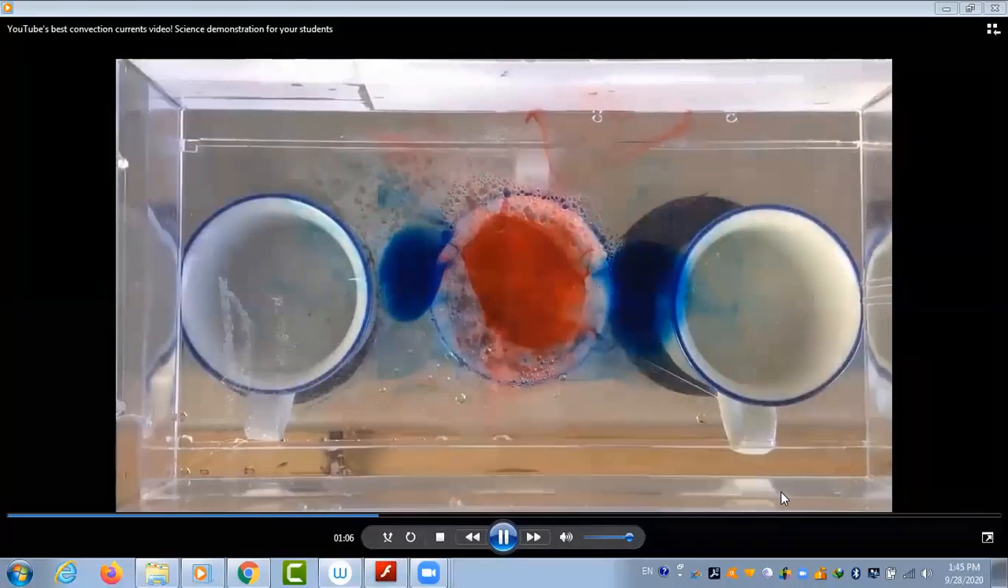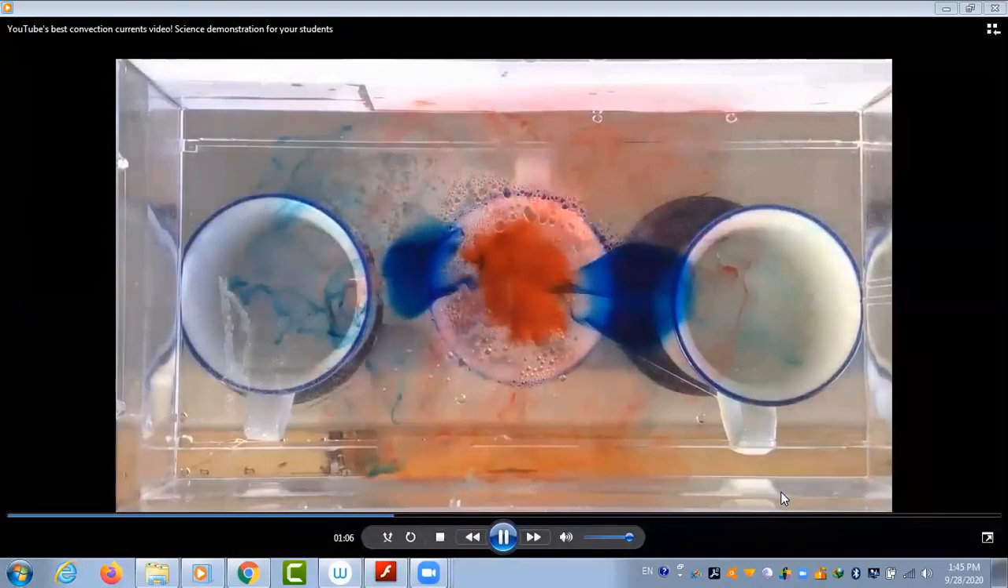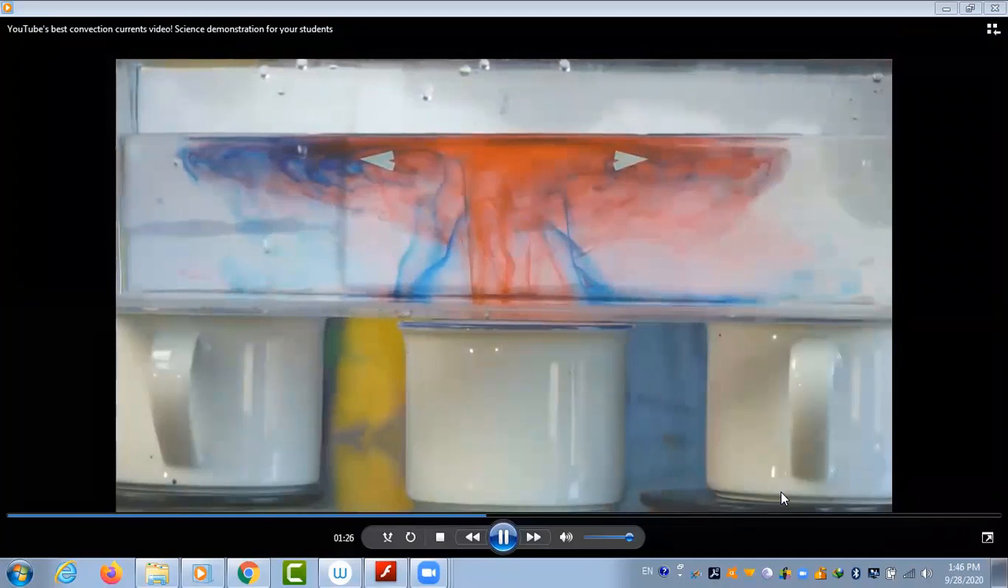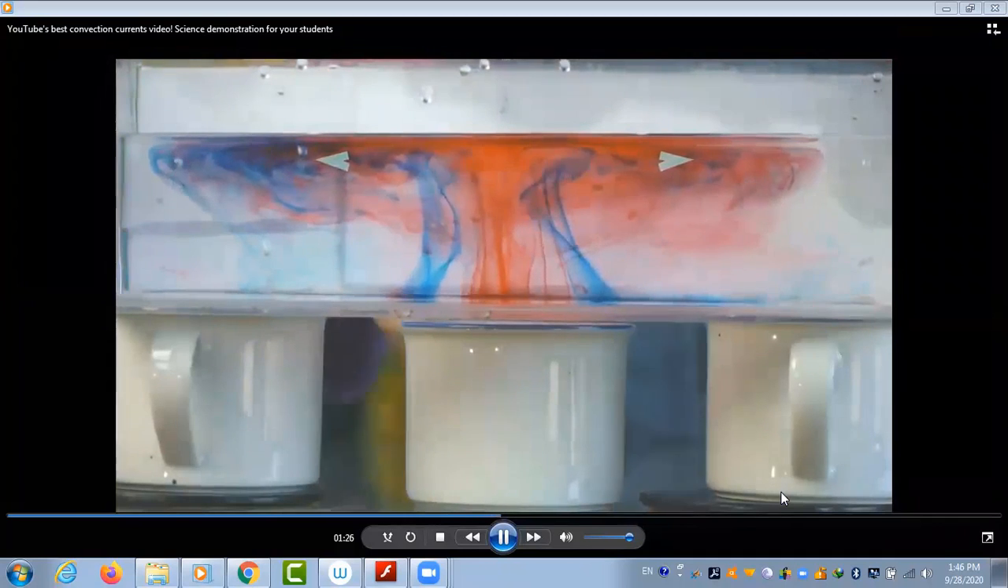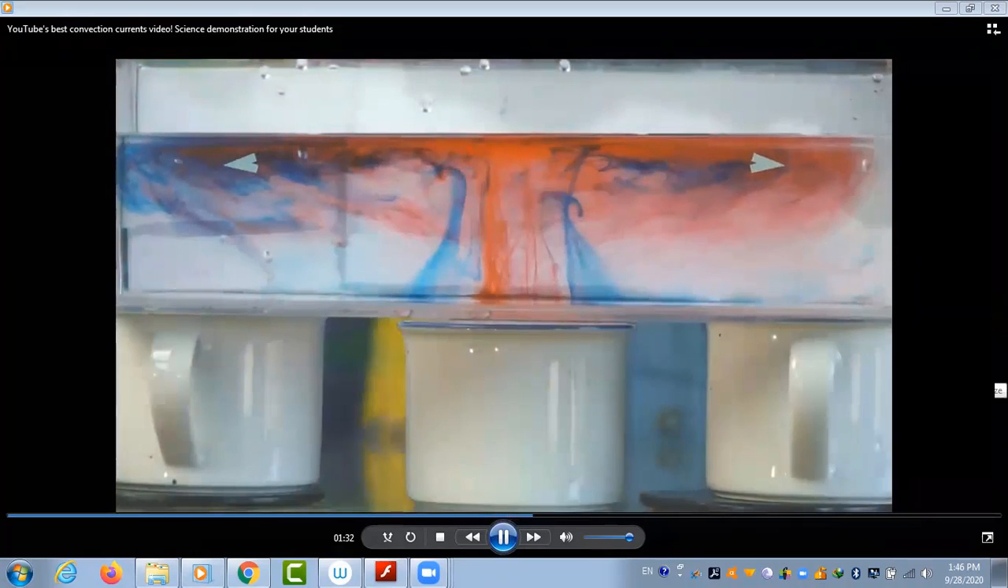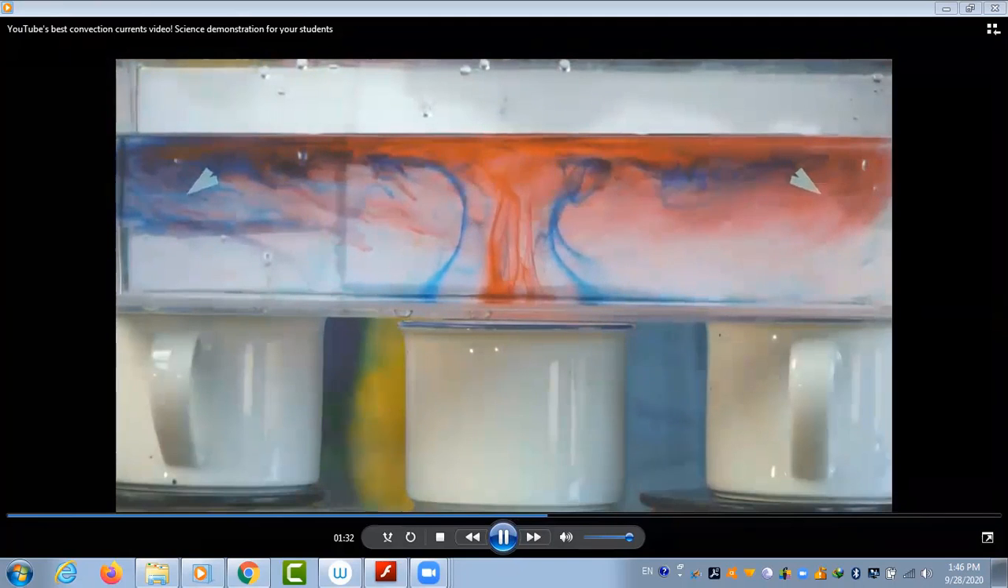You can see it better from above. Watch that blue food coloring get drawn in. Do you see it? The hot water reaches the top, and then it gets pushed toward the edges by more hot water rising from underneath it. As it goes out to the edges, it starts to cool, and cool water sinks just as hot water rises. And if you watch really carefully, you can see it sink and get drawn back toward the middle.